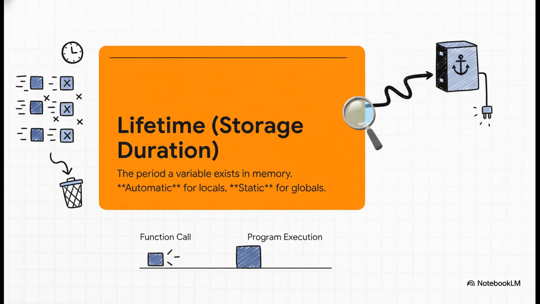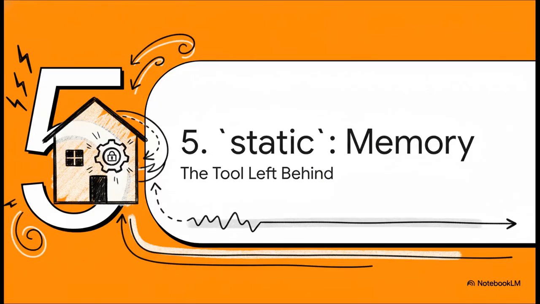Most of those local variables we talked about have an automatic lifetime. They're born when the function starts, and they're destroyed the moment it ends. They're temporary. But global variables, they have a static lifetime. They're created when your program first boots up, and they only disappear when the program shuts down completely. And this is where it gets really interesting when we start to bend the rules.